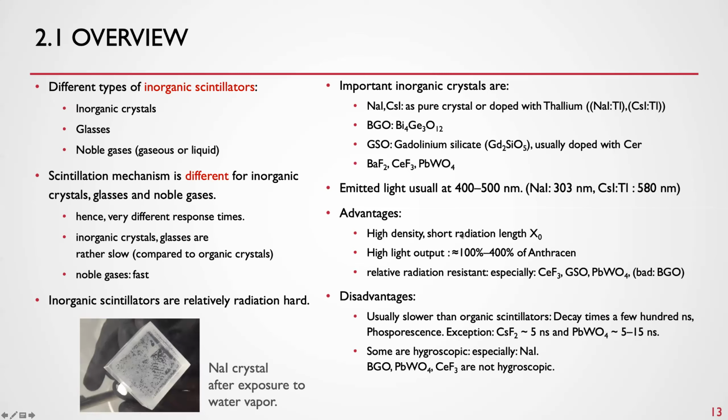The emitted light of inorganic scintillators is in the 400 to 500 or so nanometer regime. Visible light, partially visible. Advantages are high density, these are crystals, short radiation length, they partially have very high Z, and a comparably high light output. 400% when normalized to anthracene is possible. And those are relatively radiation resistant. BGO is less radiation resistant. However, you can use it for e+ e- colliders where the radiation isn't that dramatic.